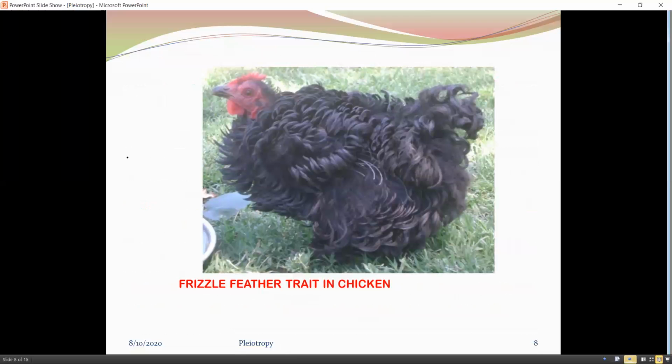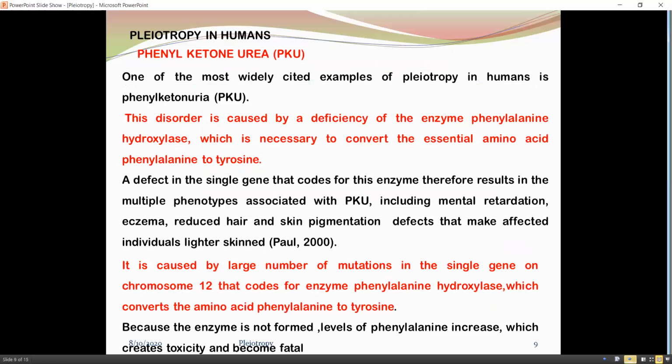Now this slide shows the frizzle feather trait in chicken. You can see the feathers are bending towards the body, not away from the body, but towards the body. Now there are certain examples of pleiotropy in humans.